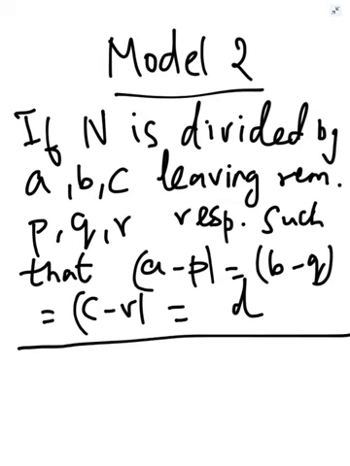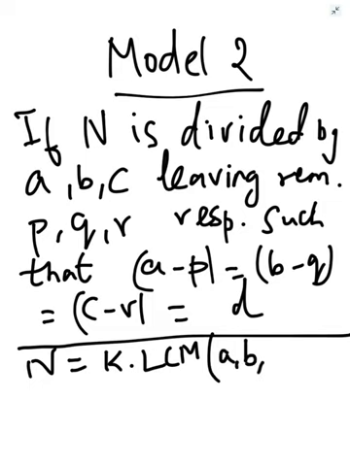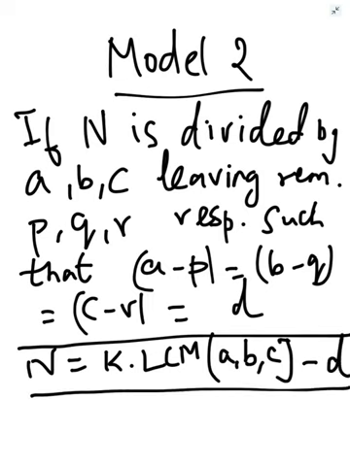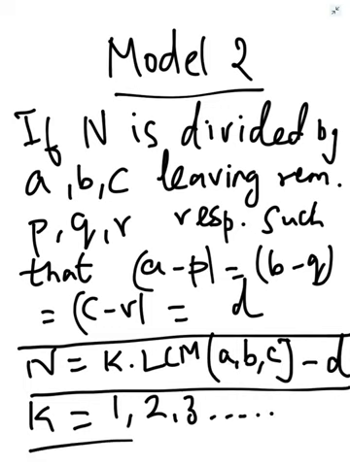Then the general equation I can write for n is K into the LCM of the different divisors A, B, C, minus D. This is the general equation of the number n: K into LCM of A, B, C minus the constant difference D. Here K cannot be equal to 0. K can be a natural number only. So K will start from 1, 2, 3 up to infinity.